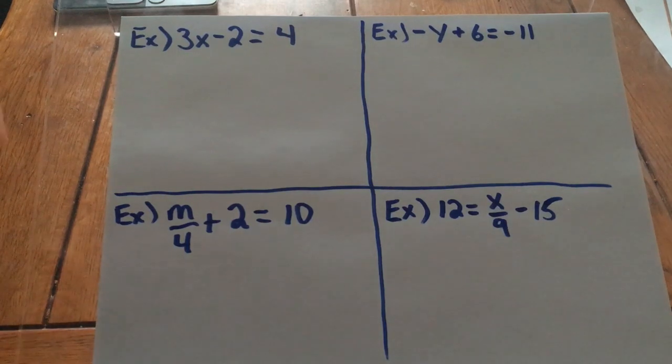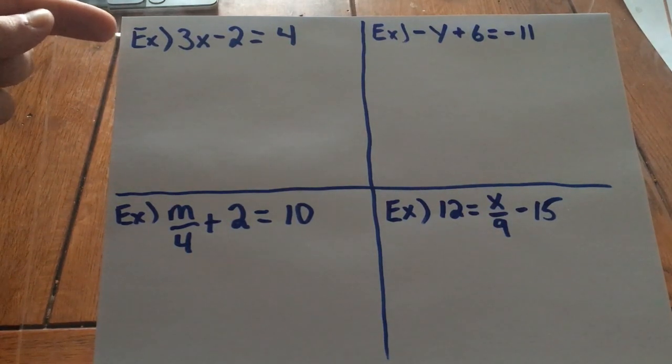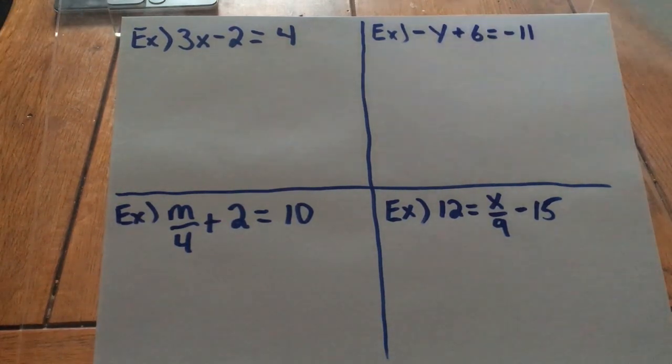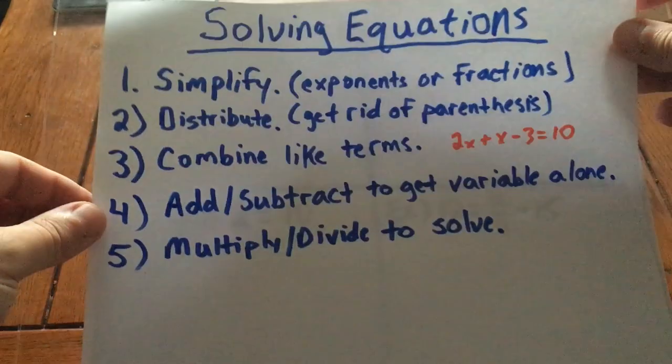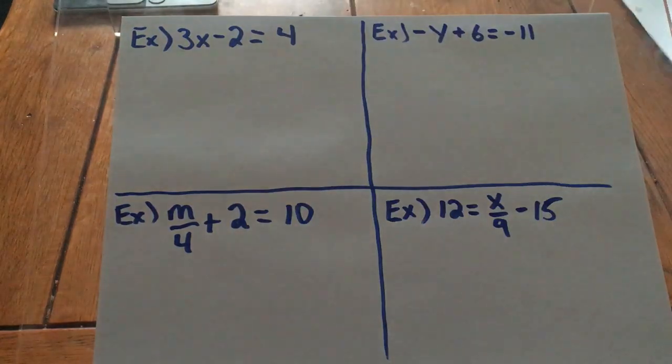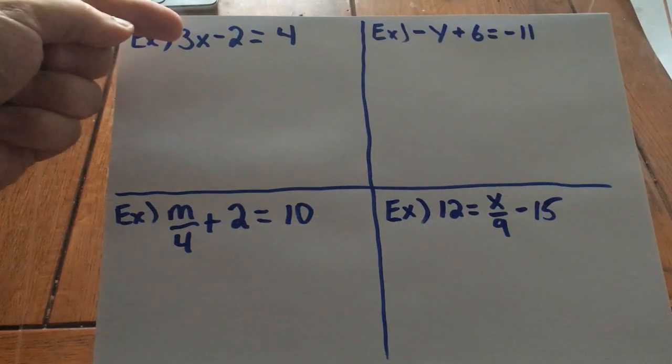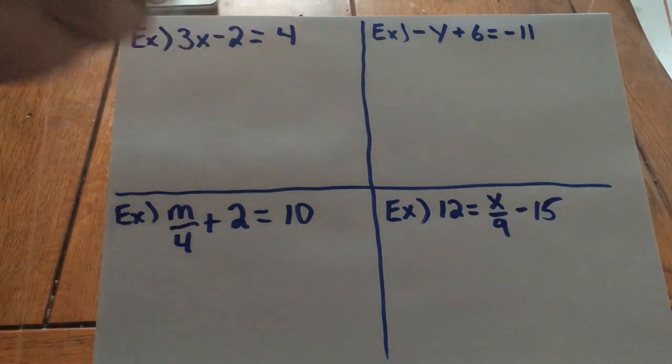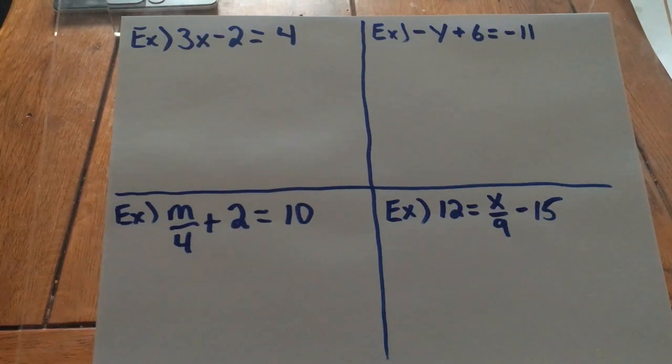So looking at this first example, I have 3x minus 2 is equal to 4. So if I come back here for a minute to my little steps, I want to look for exponents or fractions that I could simplify. So if I'm looking here, I've got 3x minus 2 and 4. I don't have anything, so there's an example of a step that we don't have to use. So step 1 is something that doesn't apply to this equation, so we won't do it.